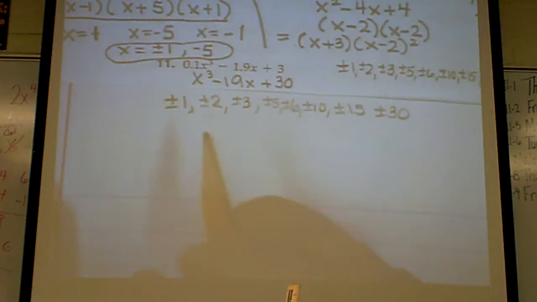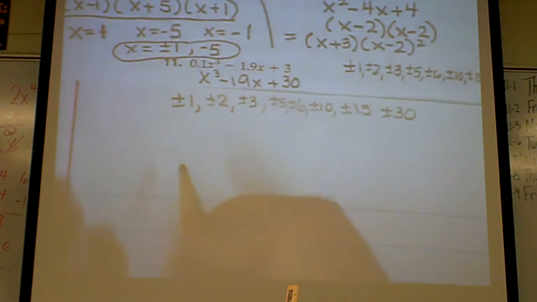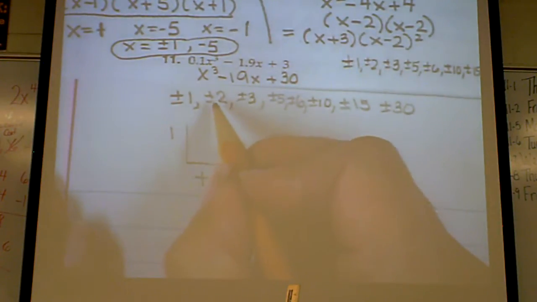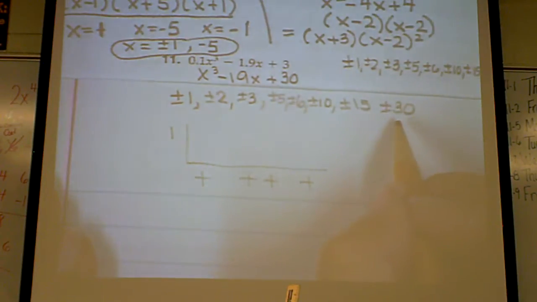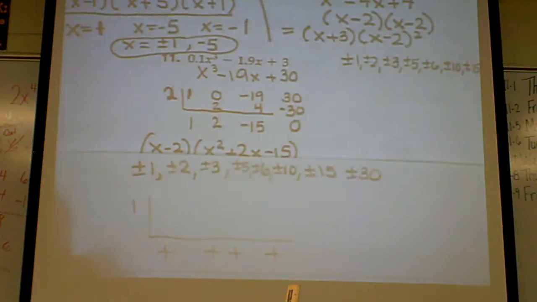So for this one, let's say you tested the number 1 and you did this problem and you ended up with all positive numbers here. What is the number 1 called? Upper bound. So guess what? By knowing that, don't do 2, don't do 3, don't do 5, don't do 6, don't do 10, don't do any of those, because it's upper bound, okay?